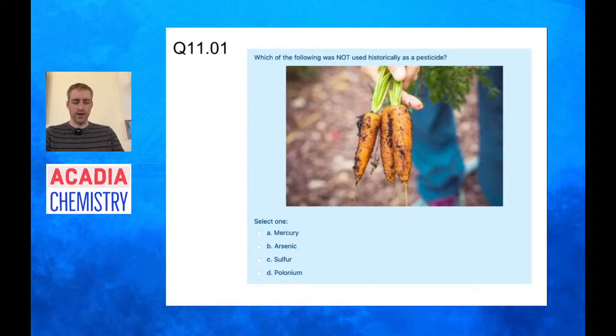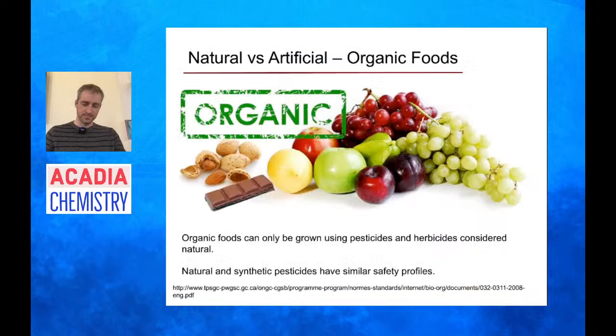Yeah, looks good, great. Which of the following was not used historically as a pesticide? Mercury, arsenic, sulfur, or polonium? Polonium is the answer to this one. Polonium was that highly radioactive substance that was discovered by Marie Curie. It'd be, first of all, too expensive to use, but second of all, you wouldn't want to make your farmland radioactive, so definitely a bad choice.